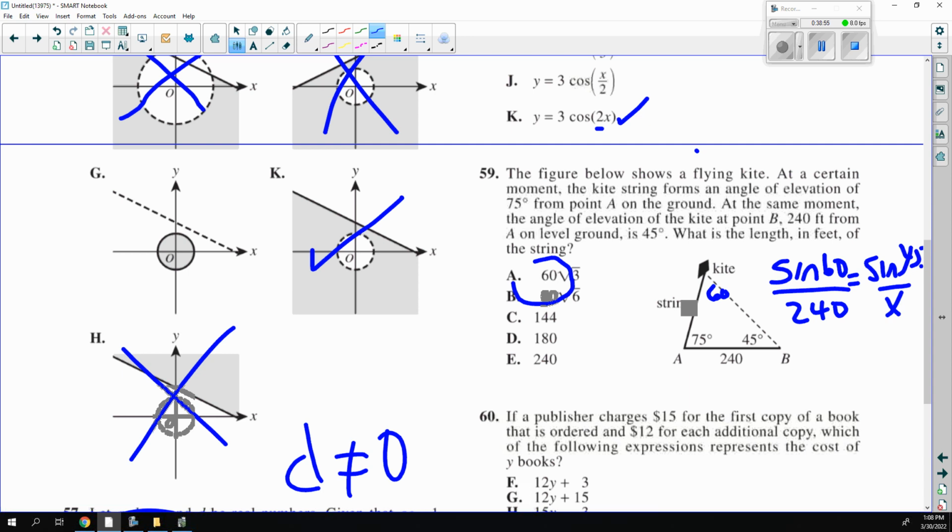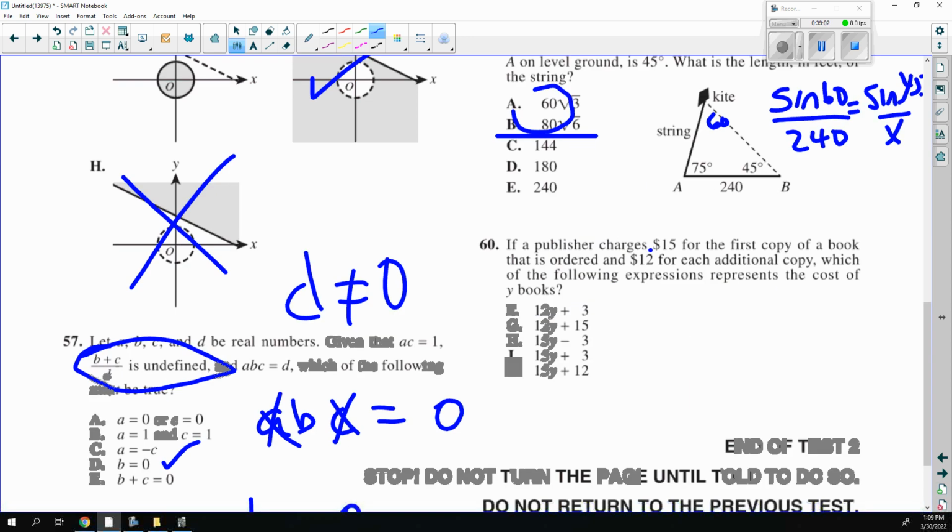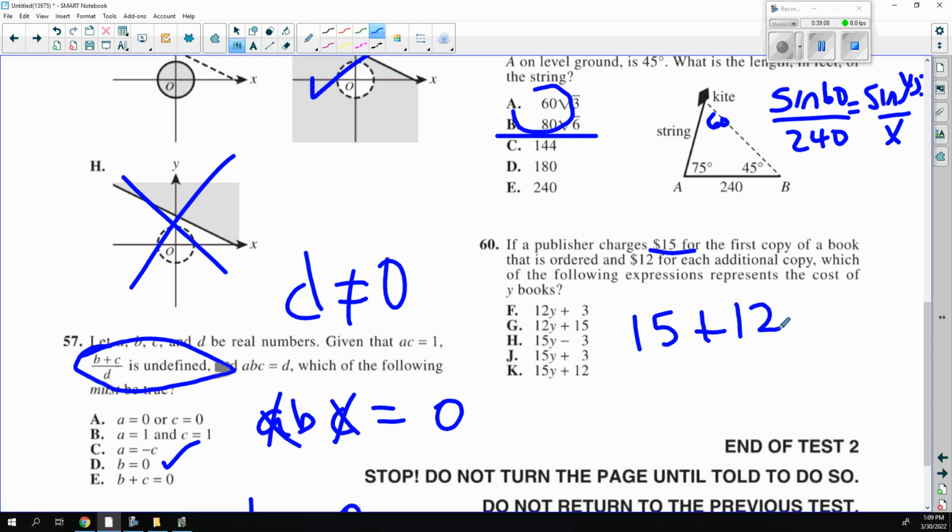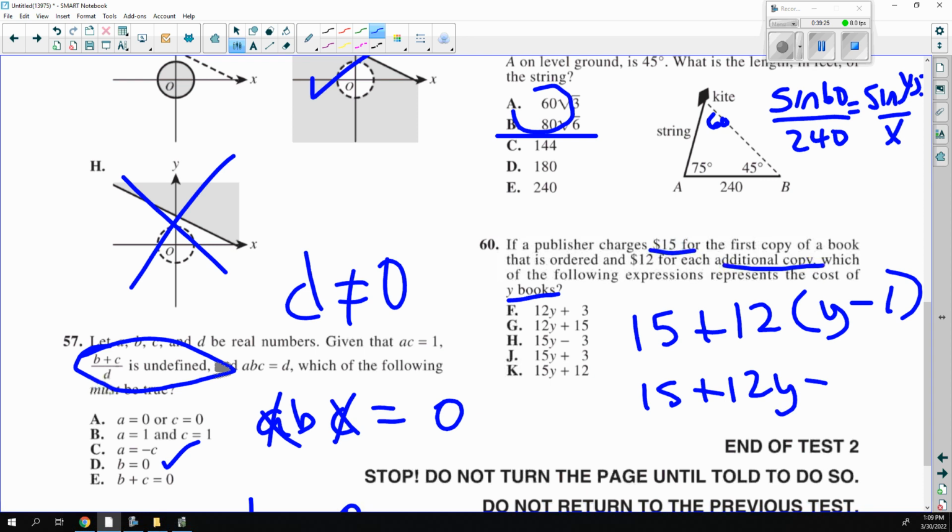Very tricky 60. I pay $15 for the first copy, but $12 for each additional copy. How much for Y books? So a lot of people do that and forget we're not paying for every book. We're paying starting at the second book. So the trick is it's Y minus 1. So you end up with 12Y plus 3.